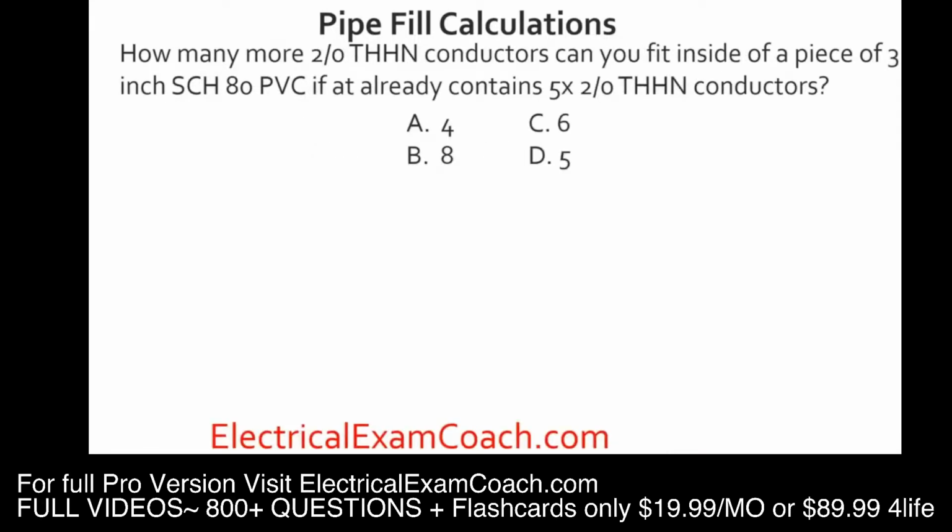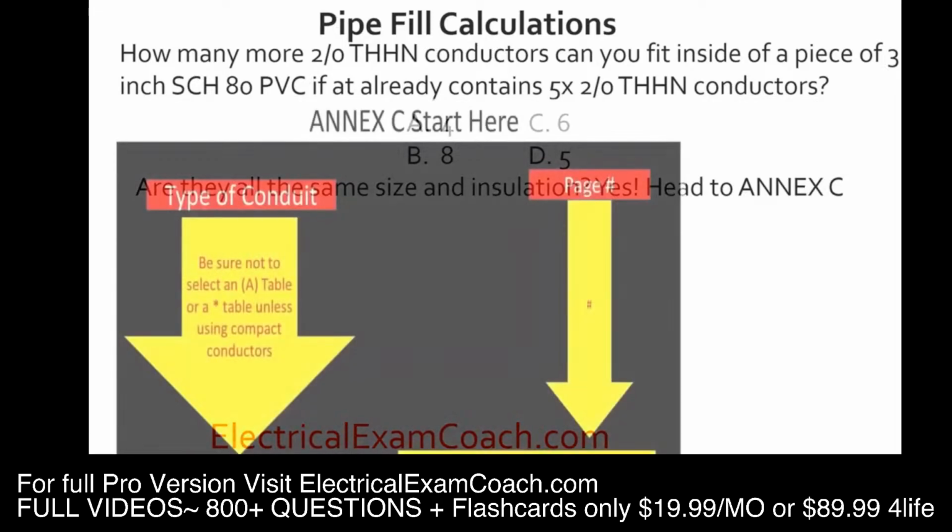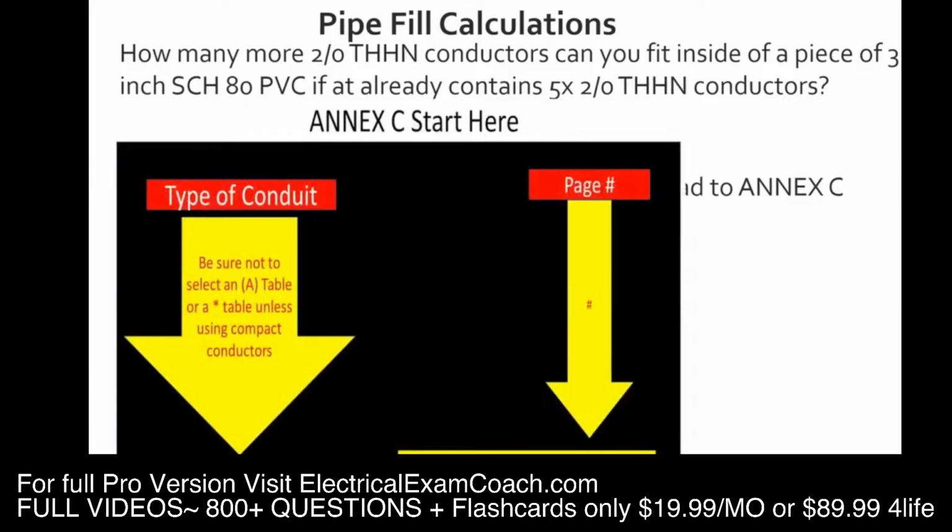How many more 2/0 THHN conductors can you fit inside of a piece of 3 inch Schedule 80 that already contains 5 2/0 THHN conductors? Well, the first question we're going to ask is, are they all of the same size and insulation? Yes, so let's head to Annex C. When we get to Annex C Start Here, we're going to start on the left-hand side until we find our conduit, being sure that we're not in the A version of the table. Then we're going to come over and cross over and find our page number.